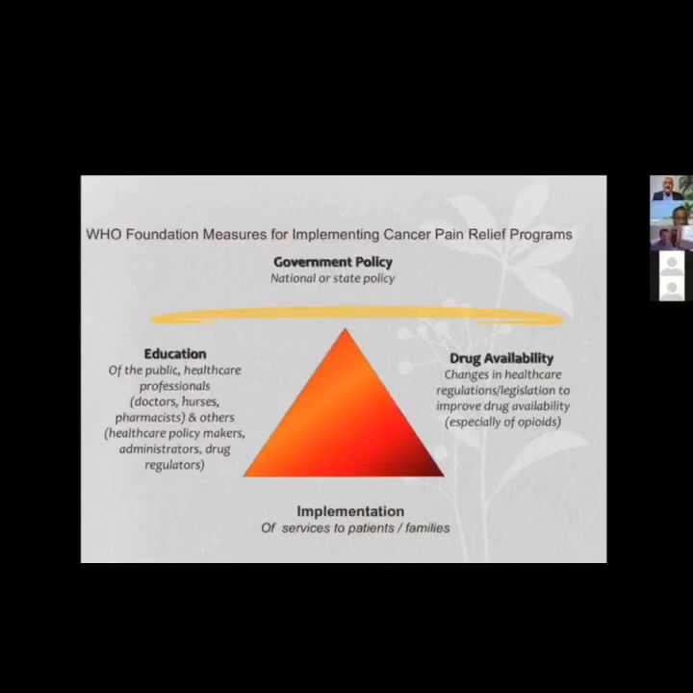So just in conclusion here, when we think about moving forward with developing palliative care programs around the world, the WHO has given us some good foundations for thinking about this. Obviously, education is an imperative piece where you have to develop capacity of healthcare workers. And drug availability is a big important piece of making sure patients have access to drugs, and particularly opioids, because that is a mainstay of pain management, particularly in cancer.